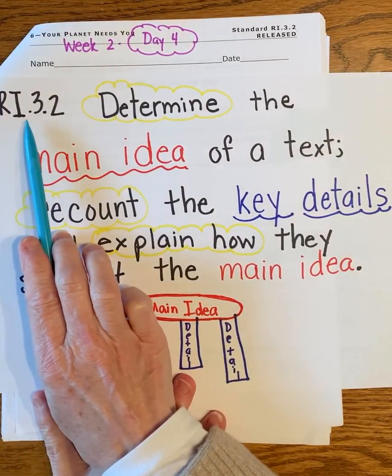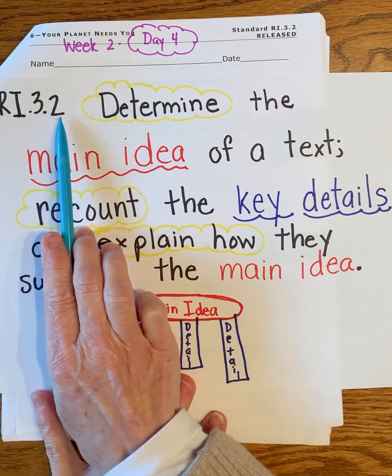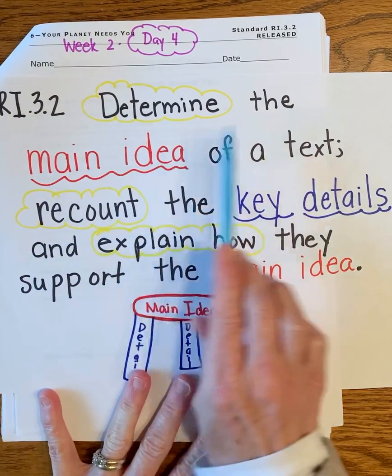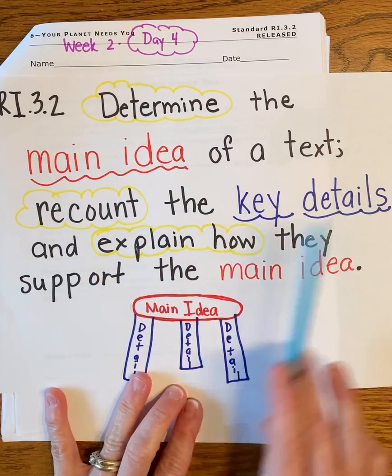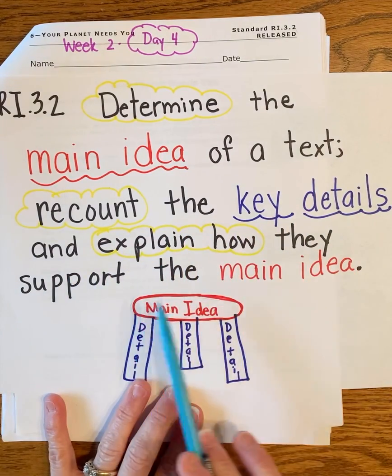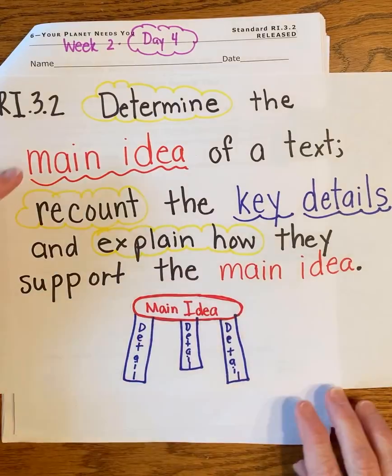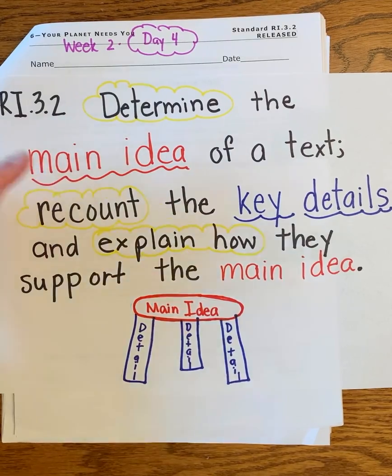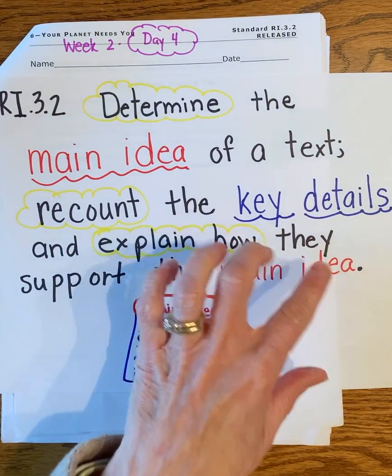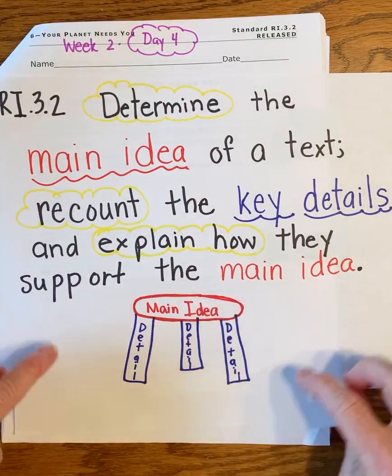It's Reading Informational Text, 3rd grade standard number 2. Determine the main idea of a text. Recount the key details and explain how they support the main idea. Now, the main idea we learned was what the piece is mostly about. Good job. And the key details are the facts and the information that talk about and support the main idea.